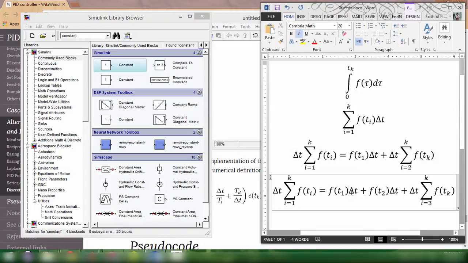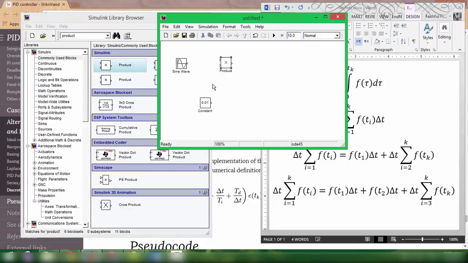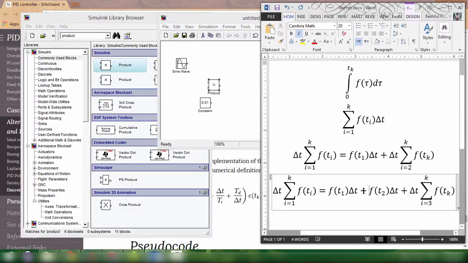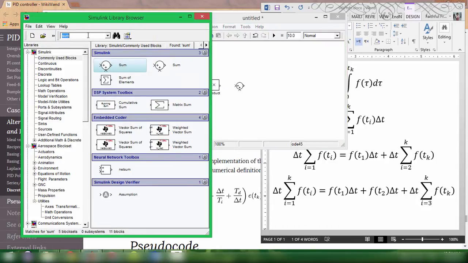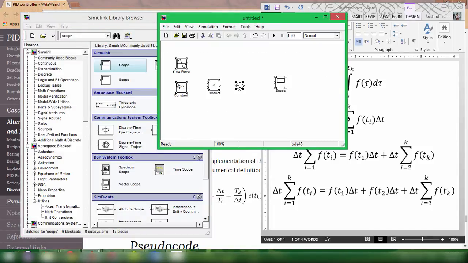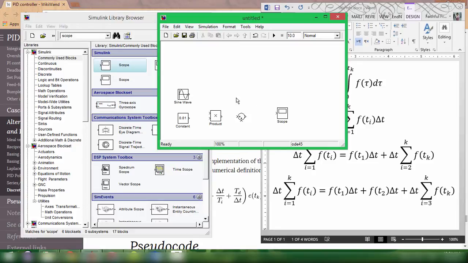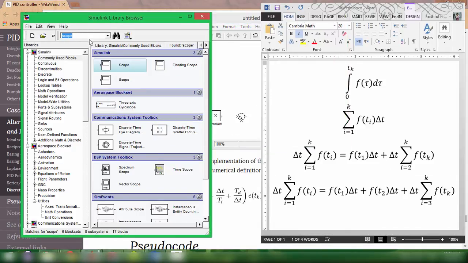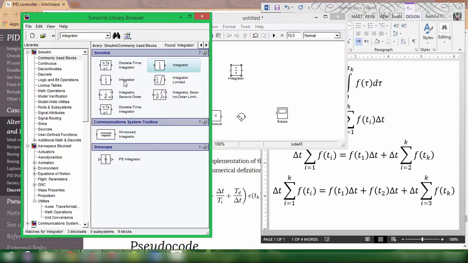We also need a product block to find the multiplication. We may also place a summation block. And for monitoring purposes, I'm going to use a scope. For the sake of comparison with the result that we get from this equation, I'm going to place two more blocks: the built-in continuous integrator and the discrete time integrator.